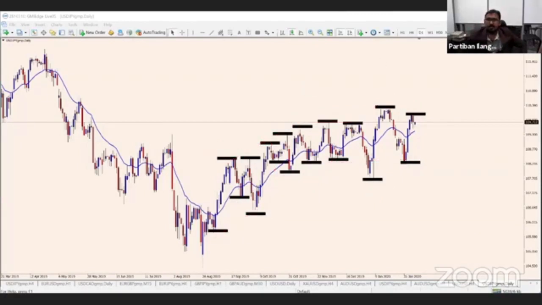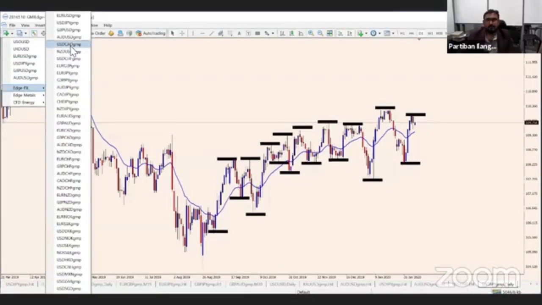Let's look into another example. Any pairs that you guys want me to analyze? You can comment in the chat box. Okay, any pair? Let's see. USD CAD. Okay, let's check USD CAD.